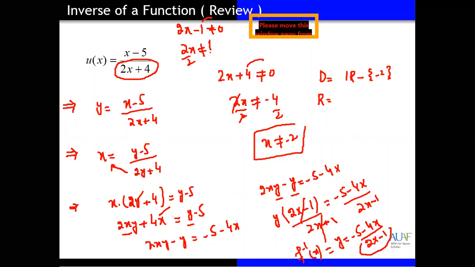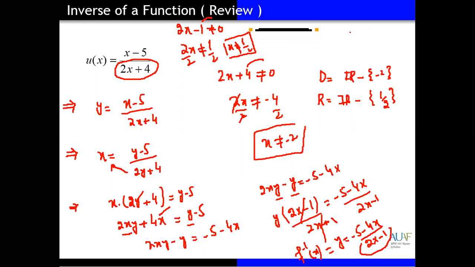And if you divide both sides by 2, x is not equal to 1 over 2. It means the domain of the function is all real values except 1 over 2. So this one is actually the range of the original function, all real values except 1 over 2. In this way we can find the range of a function as well. But for the range of a function, you need to find the inverse function, and the inverse function's domain is the range of the original function.